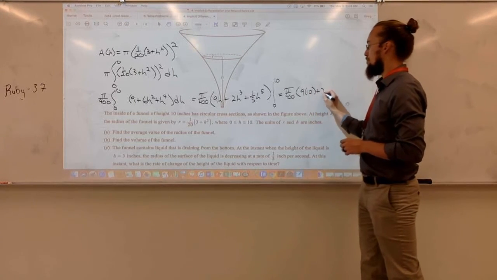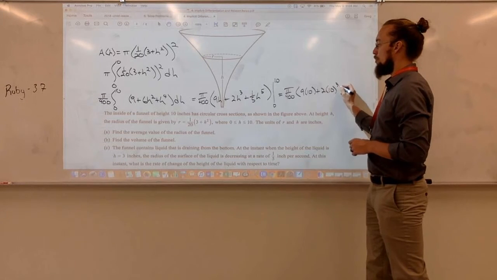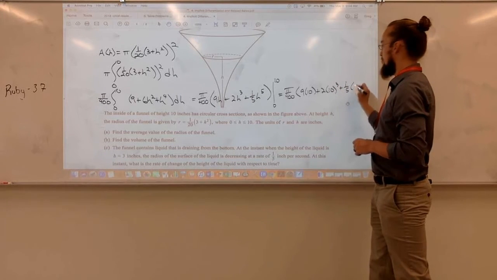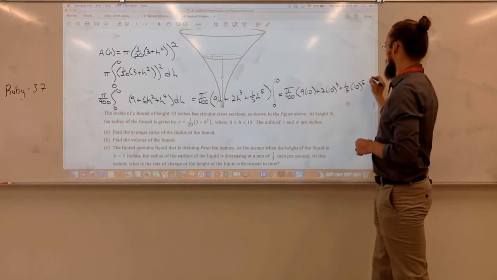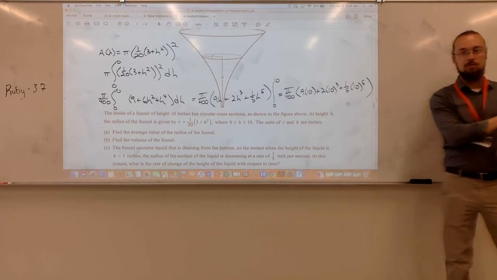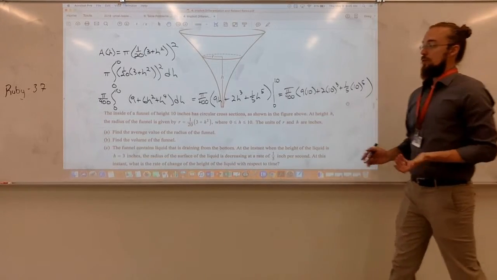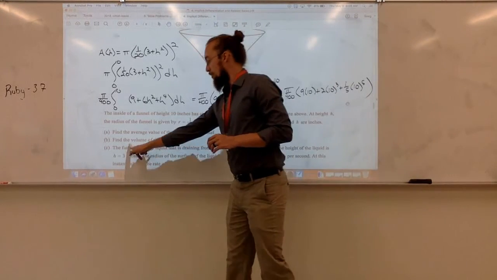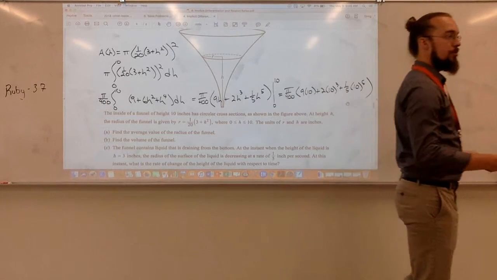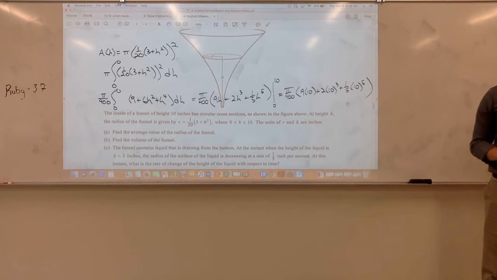times 10 plus 2 times 10 cubed plus 1/5 times 10 to the 5th. And we're done. Do not do the arithmetic. We would want to tack on units, though. So if we're talking about the volume, what would my units be? Inches cubed, yeah.